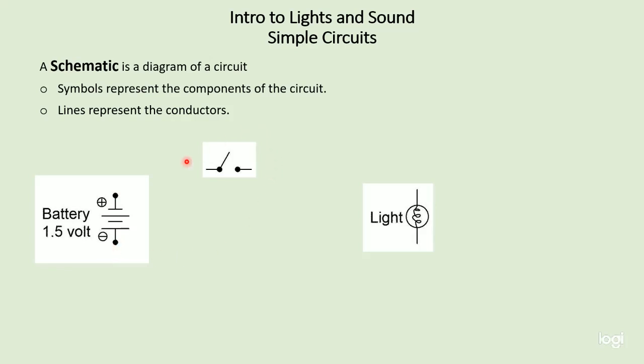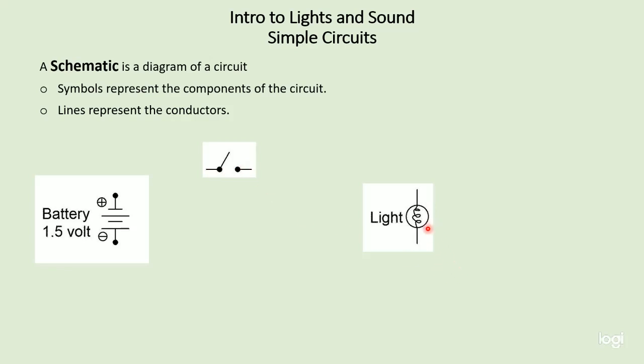The next device that we look at is a switch, and we've seen the switch in the previous video. It's just two dots with this line. It is almost always drawn in the open position so that we can easily identify it as a switch, right? So this switch is drawn in its open position. If it were closed, it would be connecting those two dots.